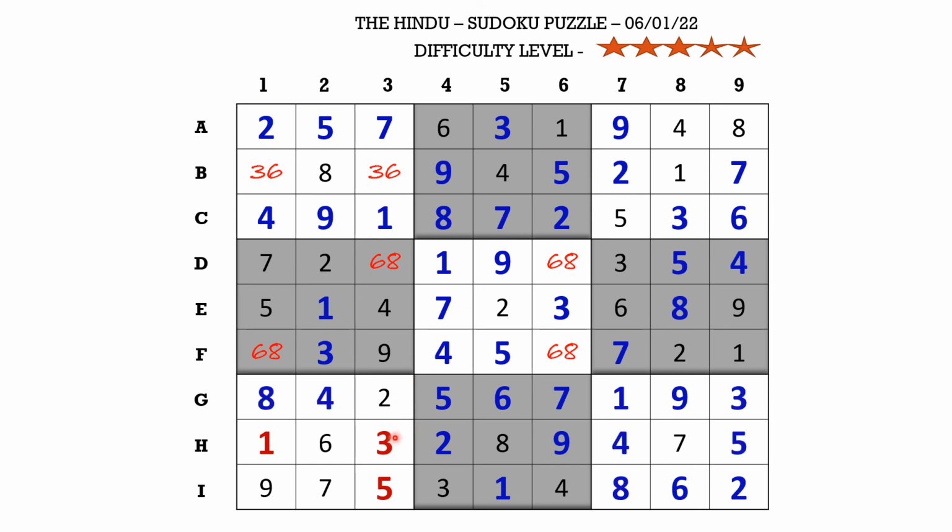3 in H3 cancels out the 3 in B3. So B3 becomes 6. B1 becomes 3. There's 8 in G1, which cancels out the 8 in F1. F1 becomes 6. D3 becomes 8. D6 becomes 6. And F6 becomes 8. And the puzzle is solved.